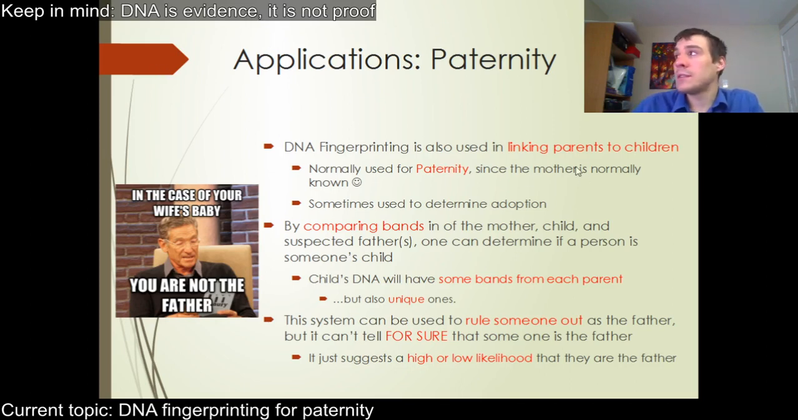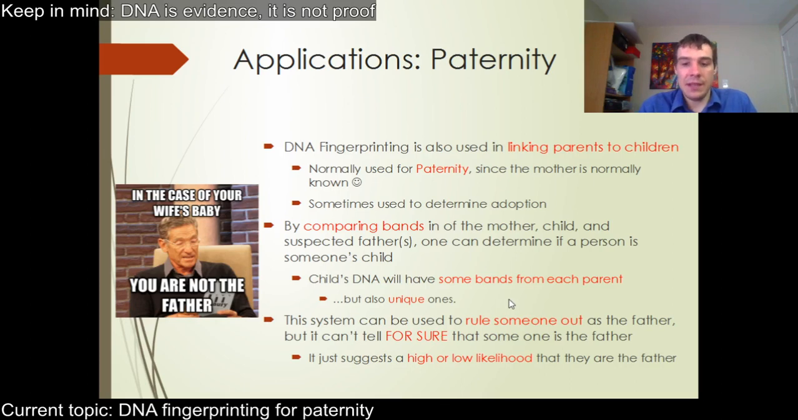So usually linking parents to children, you can figure out who's who. Normally it's used for paternity because the mom is normally known, but it can be used for maternity as well. It's not necessarily for paternity. For example, if babies were switched in the hospital, you can use genetics to figure out who's the real biological parents of the baby.